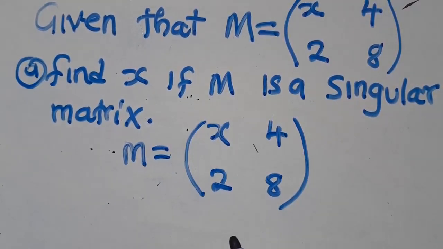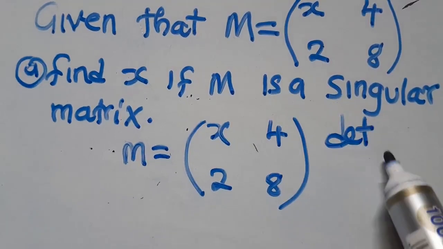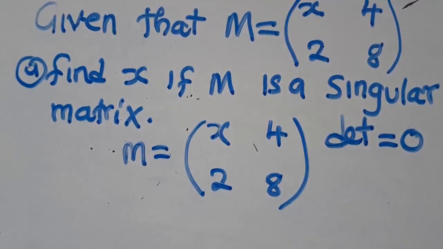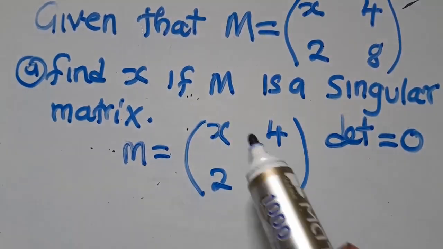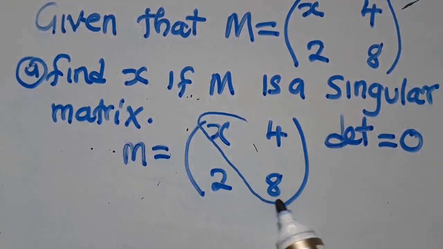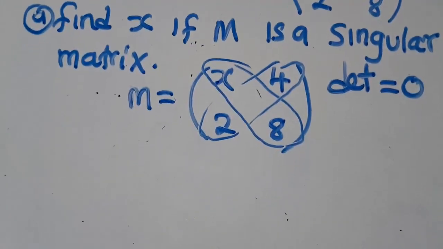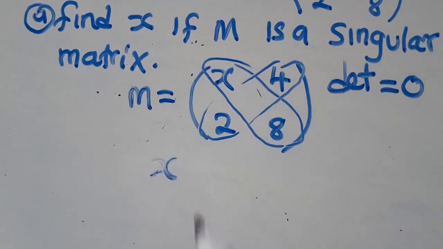A singular matrix is a matrix which has the determinant 0. So the determinant of a singular matrix is 0. As long as it is a singular matrix, its determinant is 0. This is the major diagonal, and this is the minor diagonal. So this is what you are going to do. In the major diagonal, we've got x.